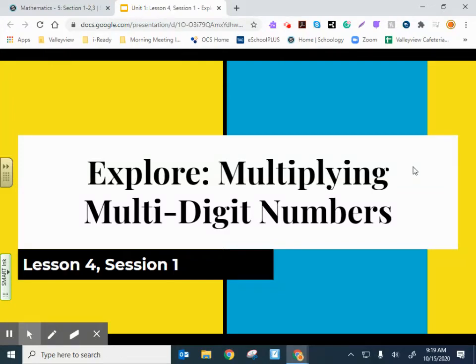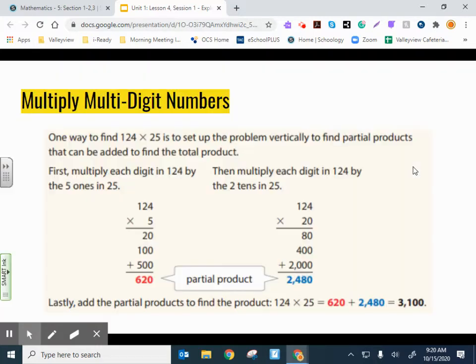Okay, we are starting lesson 4, and so it's session 1 for that. What we're going to explore for the next few sessions is multiplying multi-digit numbers. With the last lesson, we were really just focusing on single digit, so we're going to step it up a bit and use multi-digit numbers.